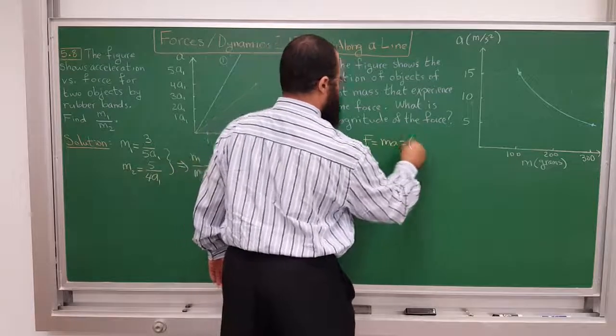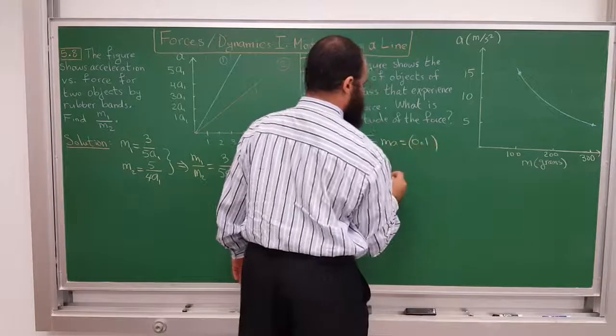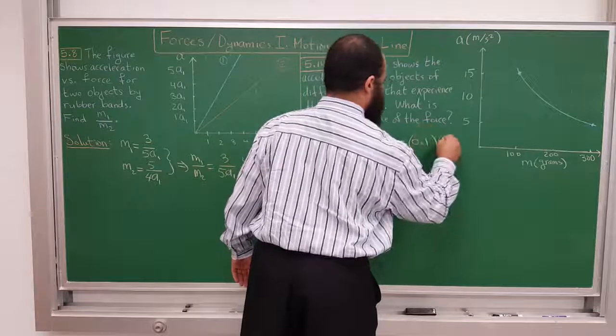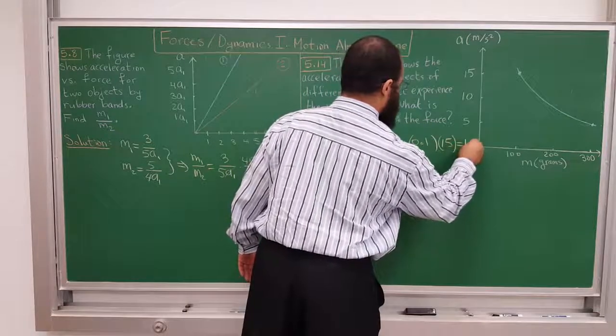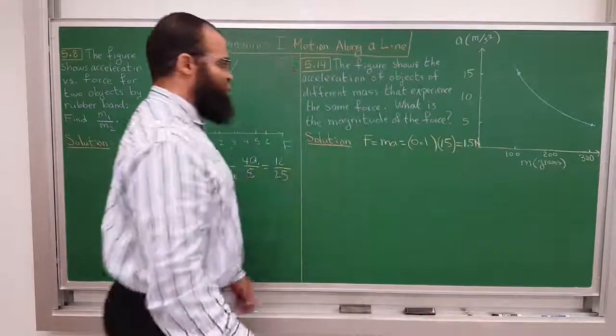If I use the 100 grams, which is 0.1 kilograms, make sure you use kilograms, and then the acceleration is 15, 0.1 times 15 would give me 1.5 newtons. So the force applied is 1.5 newtons.